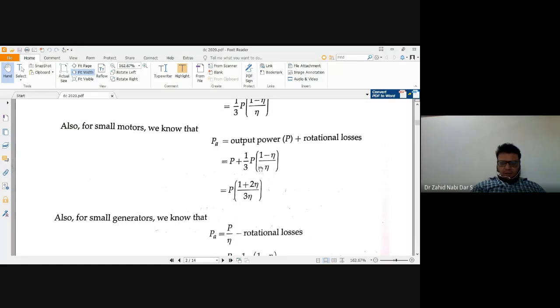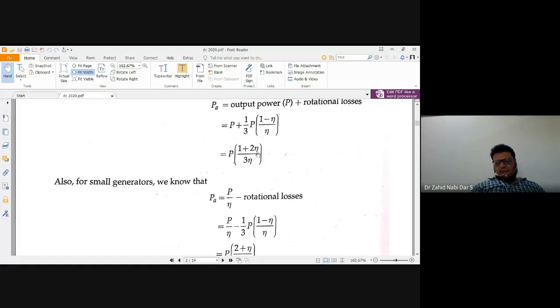You multiply 3 efficiency by P here, so here you get P, here you get minus P efficiency. So 3P efficiency minus P efficiency gives 2 efficiency, and 1 will remain. This is very easy mathematics, everybody can do it, no problem on that.